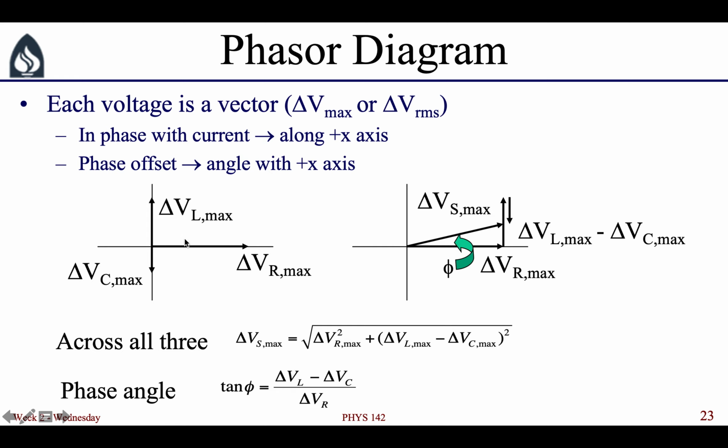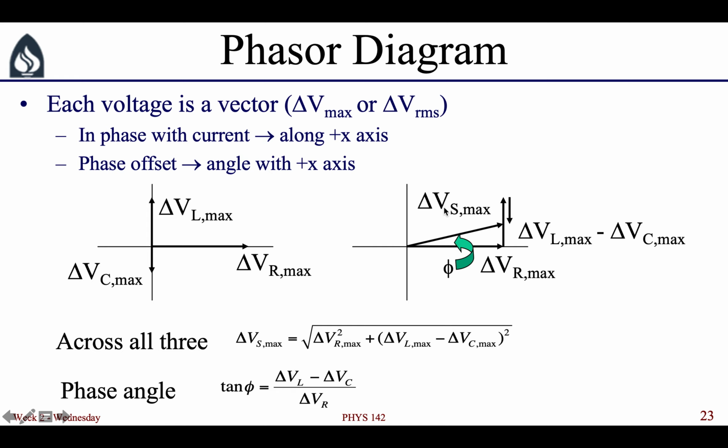The voltage across the inductor leads the voltage across the resistor, and so we draw it in the positive y direction. Then we add up these three vectors to find the voltage across the source, which is the power supply. We add them tip to tail, so this would still be the voltage across the resistor. Then we slide the inductor voltage down here, and the voltage across the capacitor is in the opposite direction. So when we add all these three vectors tip to tail, the resultant vector is the voltage across the AC power supply.